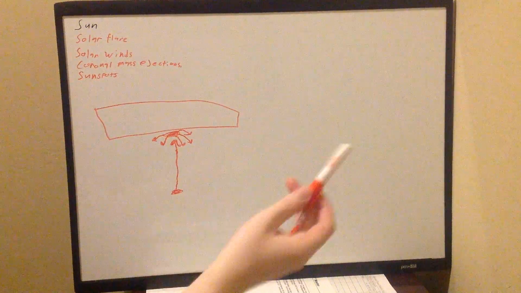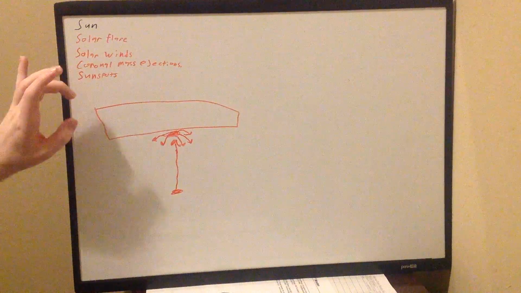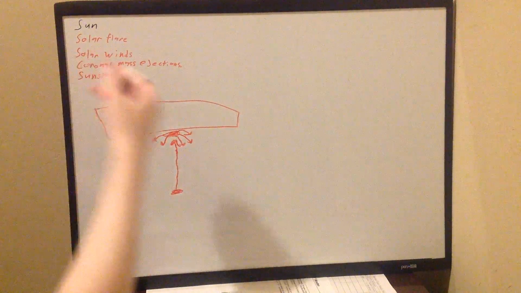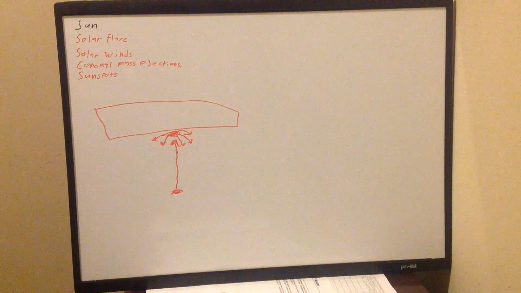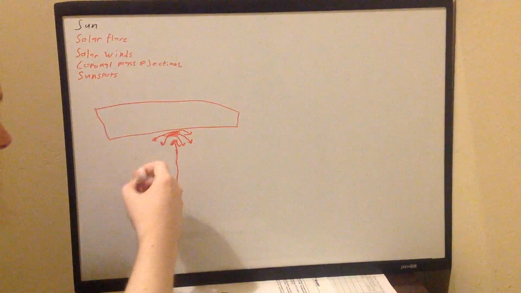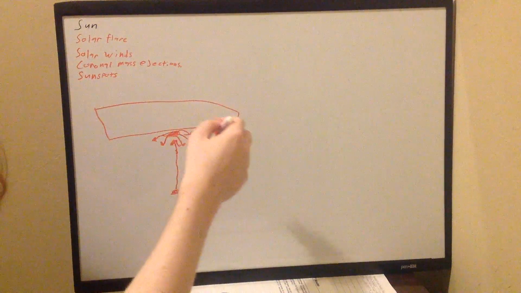Now, let's suppose, and again, this is part of the surface of the sun. Anyway, like I said earlier, the sun has a very powerful magnetic field.